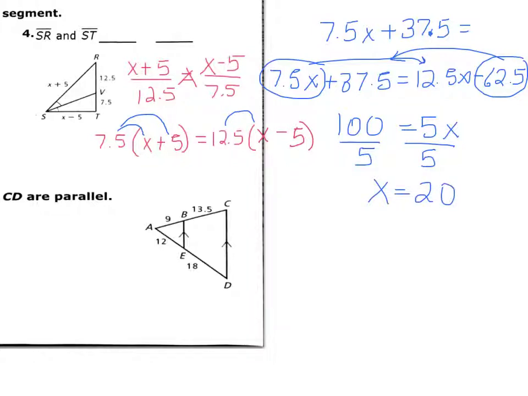Okay. So then since x is equal to 20, I come back to the problem, and they want me to find the length of SR. So SR is x plus 5. So 20 plus 5, that should be 25. And then over here in this one, it's 20 minus 5, and that is 15. And those are the answers, okay?